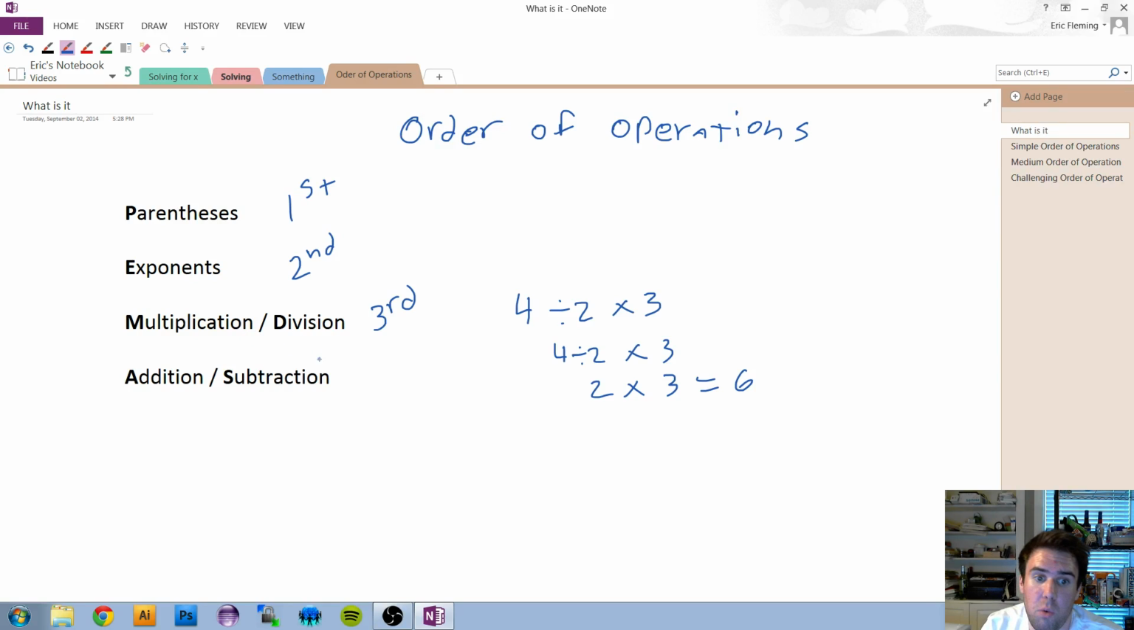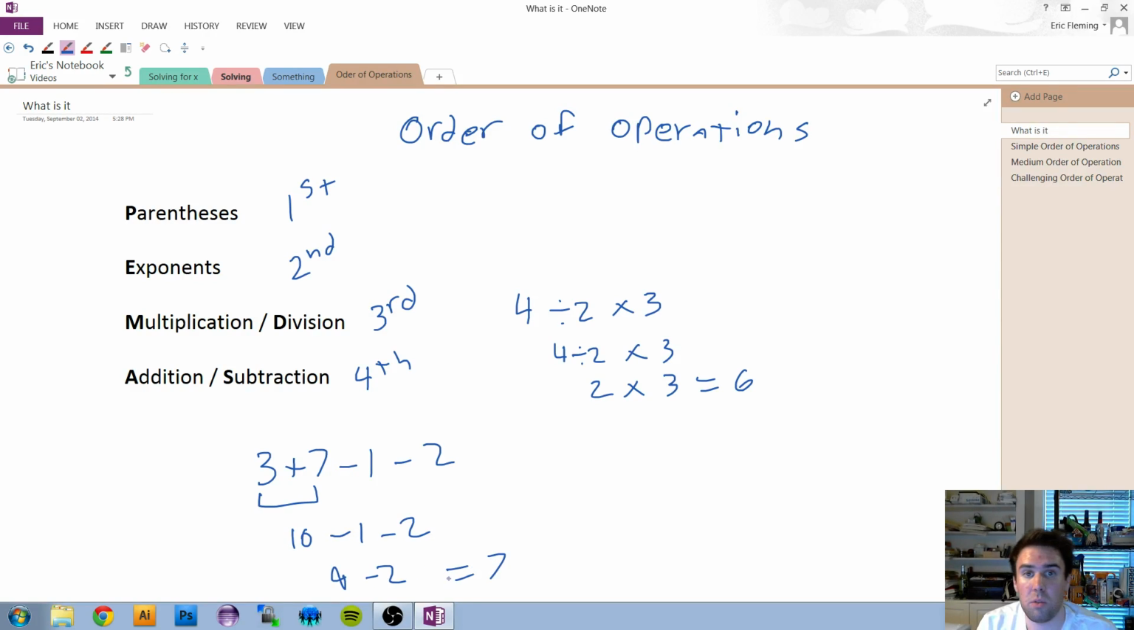Addition subtraction works the same way. It comes last. Doesn't matter what you see first. If you only have addition and subtraction, you go left to right. So something like 3 plus 7 minus 1 minus 2. First you do the 3 plus 7. That gives you 10. Then you do the 10 minus 1. That gives you 9. And 9 minus 2 would give you 7.